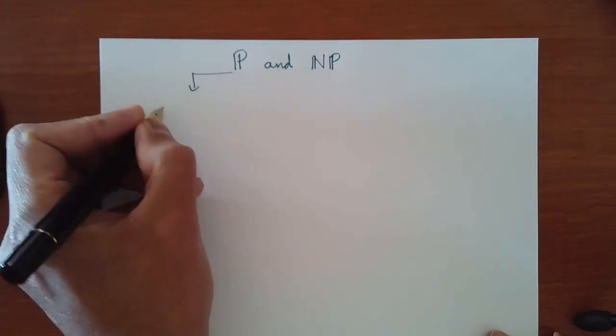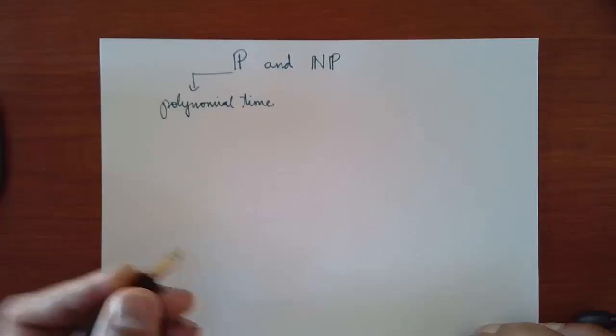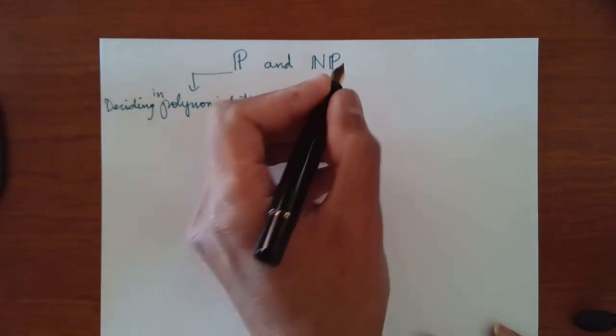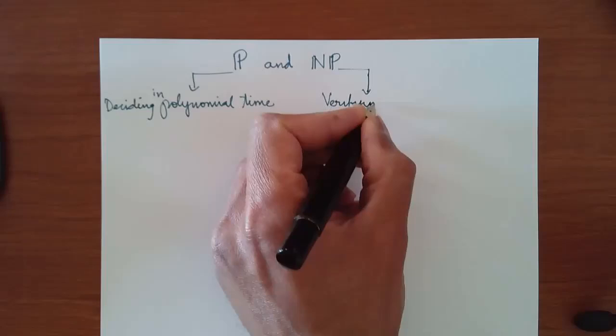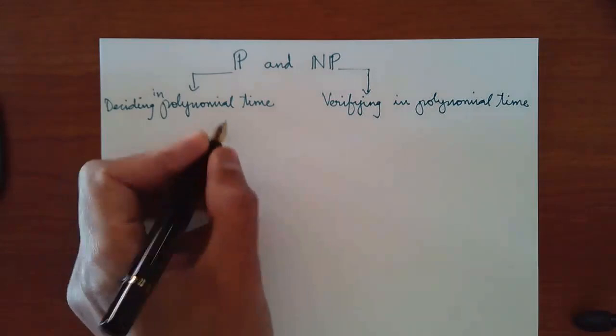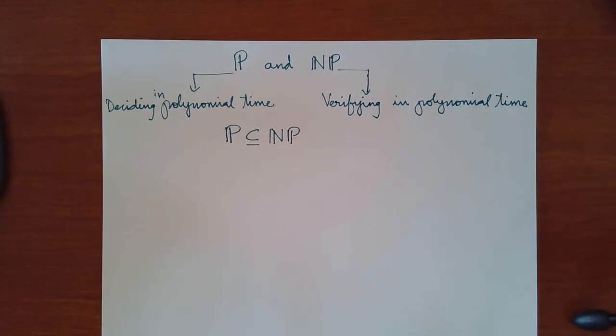Okay, so let us begin. Recall that last time we discussed the important concepts of P and NP. P was essentially languages that can be decided in polynomial time, so it's deciding in polynomial time. And NP is what we called verifying in polynomial time. And P is a subset of NP. That is, if you can decide in polynomial time, then you can verify in polynomial time.